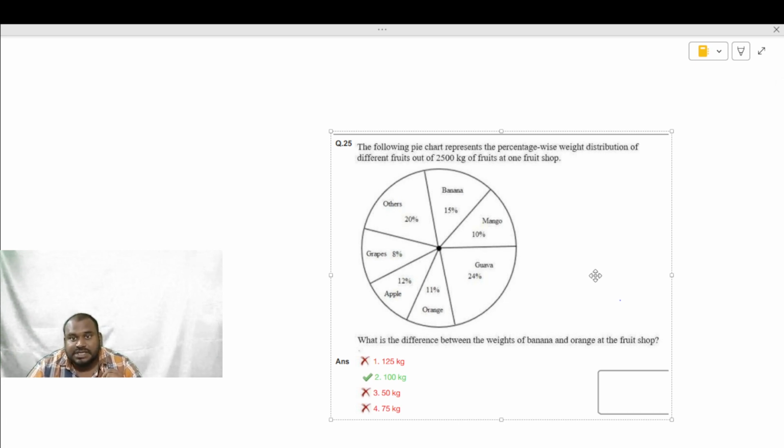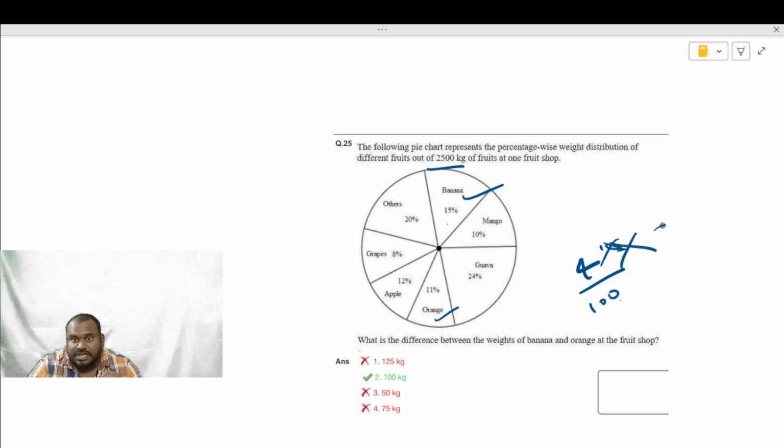Next, the following pie chart represents the percentage-wise weight distribution of different fruits out of 2,500 total fruits at one fruit shop. What is the difference between the weights of banana and orange at the fruit shop? Banana is 15%, orange is 11%. The difference is 4%. 4% out of 2,500, so 4 by 100 into 2,500 is the difference between the weights. So 100 kg.